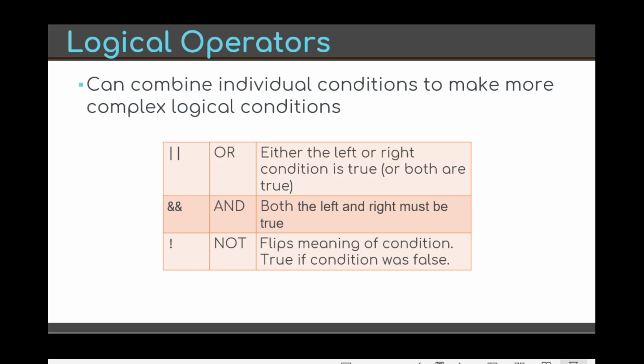Right? So that means if either the left-hand side or the right-hand side around the OR expression is true, then it collapses into true. If both are true, it's also true. If both are false, it is false. Then we have AND. That means both the left-hand side and the right-hand side have to be true for it to be true. If there's a false anywhere in it, it will return false.